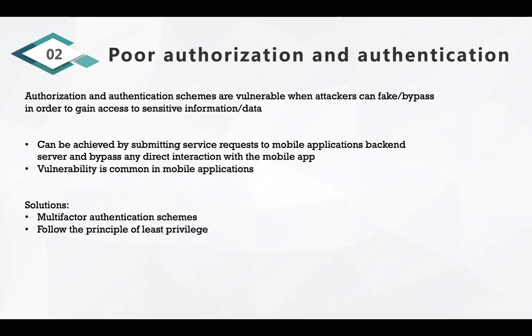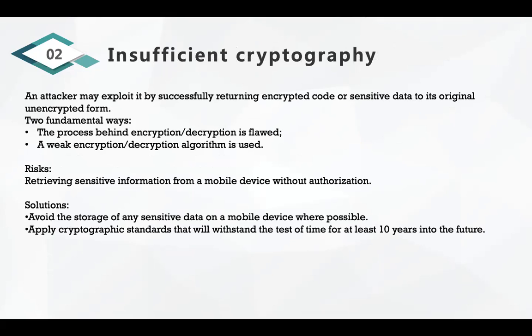Our group member, Zhihui, will talk about our next risk, which is broken cryptography. The third risk is insufficient cryptography. The risk occurs due to weak encryption algorithms or flaws within the encryption process. Insecure use of cryptography is common in most mobile apps that leverage encryption.